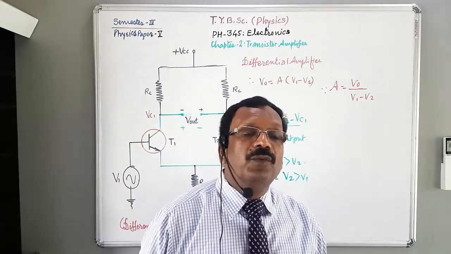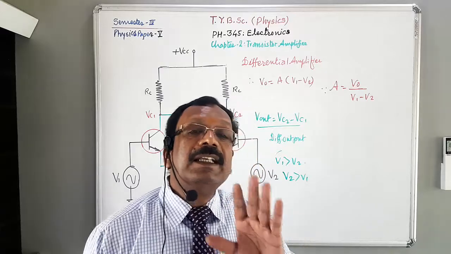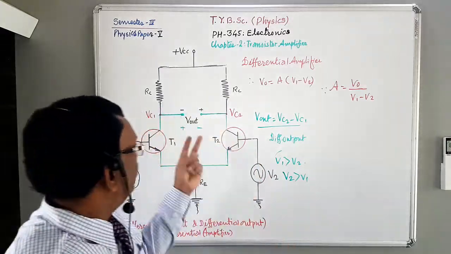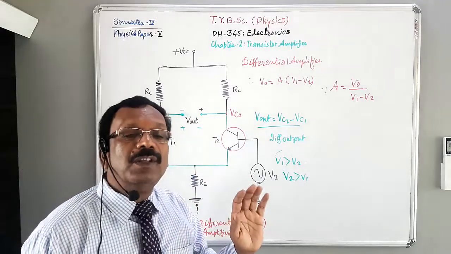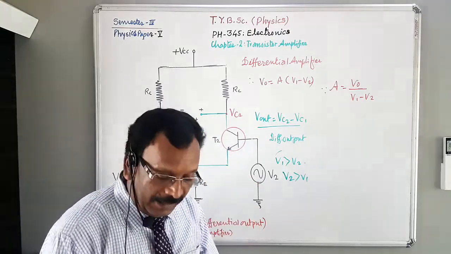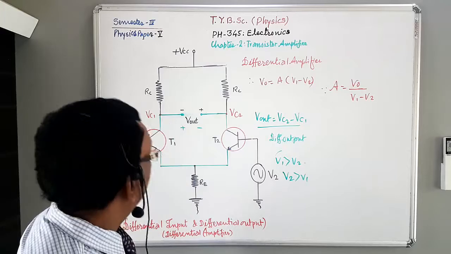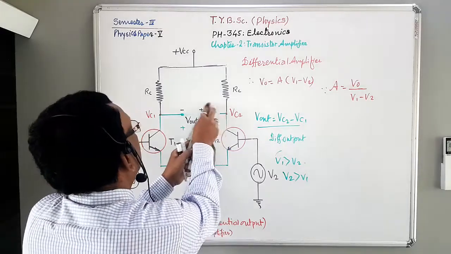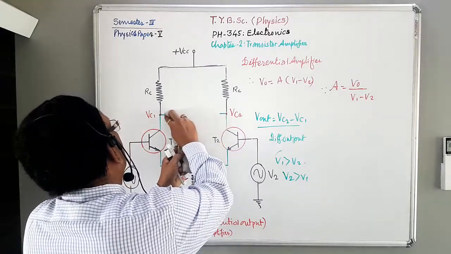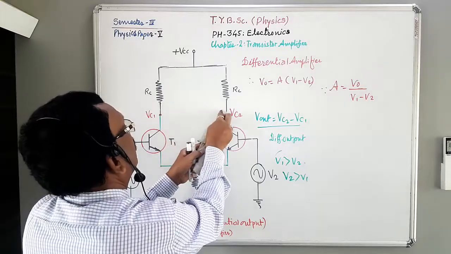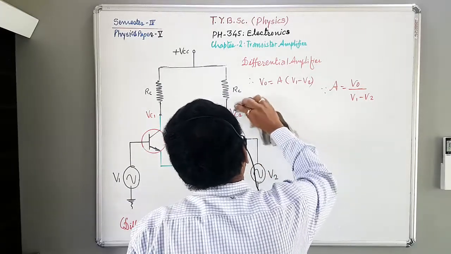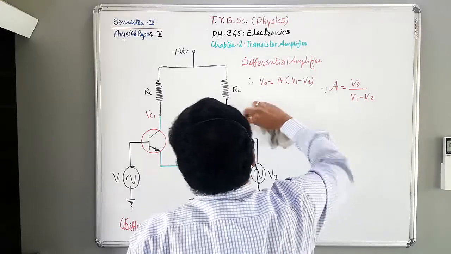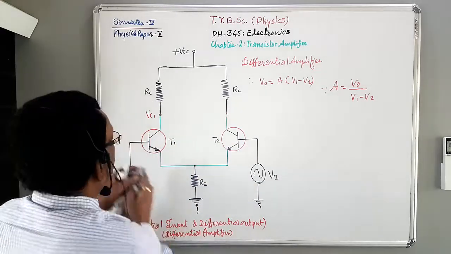Okay, now we are going to see single-ended output. This is two-ended, this end and this end. This is two-ended output. Now we are going to see single-ended output. I am going to make a small change in this diagram, and the change looks like this. See.